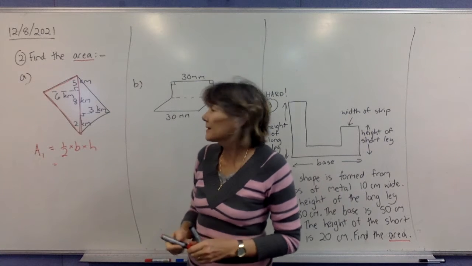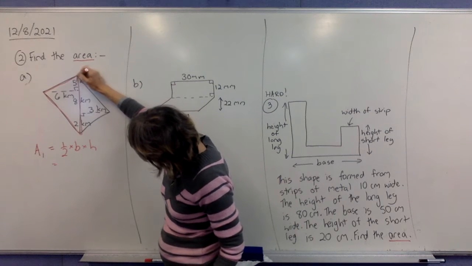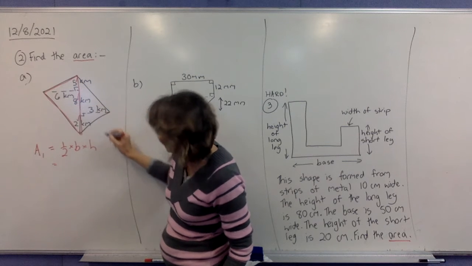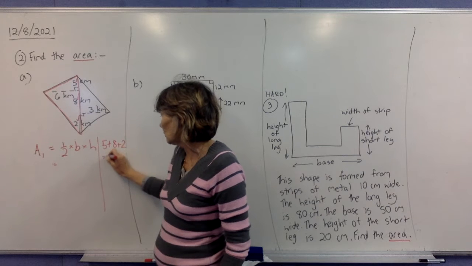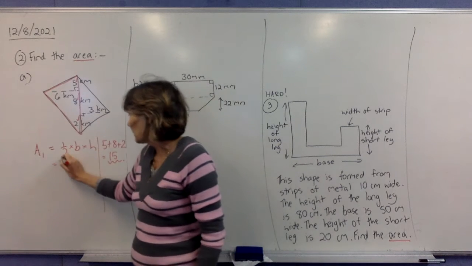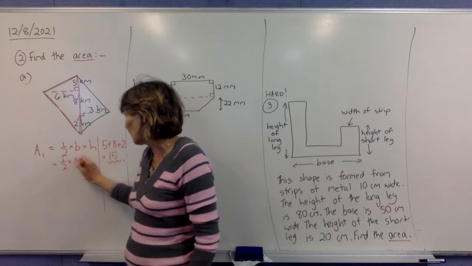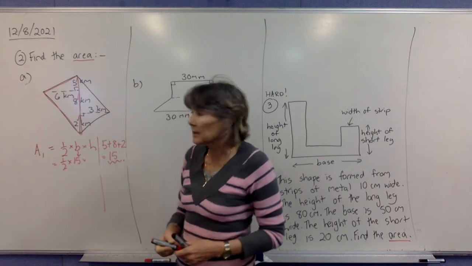So the base of this is this whole thing here. So we have to add up the 5, the 8 and the 2. So if we come to the side and just do 5 plus 8 plus 2, that will give us 15 for our base. So we're going to write half times 15 for the base. Now, times the perpendicular height.